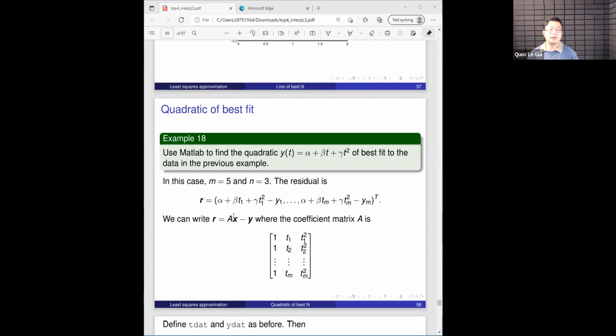So again, we define the residual. First, this is the residual vector: you take the points on the quadratic minus the data points, down to the last data point, where you apply the quadratic to the last data point and subtract ym. And now the coefficient matrix in this case will be this matrix. Let me write down a bit more explicitly why we got the coefficient matrix like this.